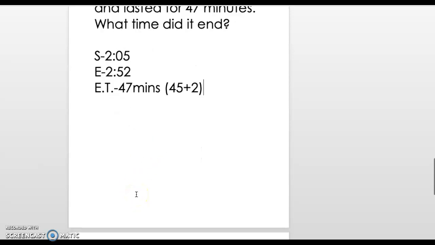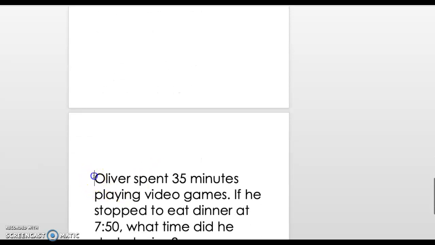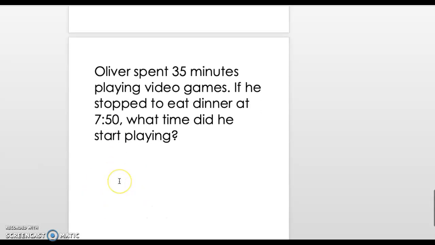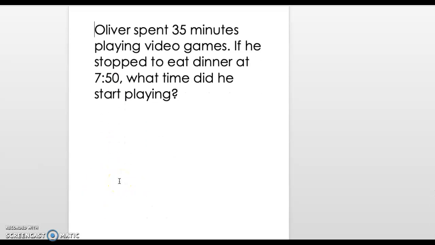Okay, all right, the next one. This will be our third way, because so far the first one gave us the start time and the end time, and we had to figure out the elapsed time. The second problem gave us the start time and the elapsed time, but we had to figure out the end time, and then this is going to be our third way. So I'm going to put S for start, E for end, and ET for elapsed time.